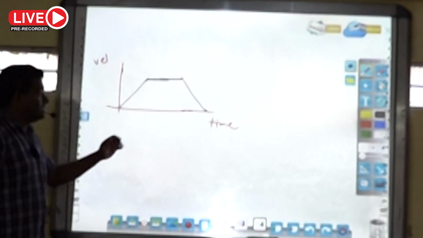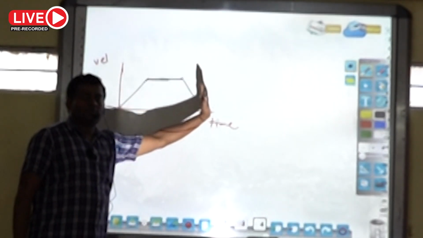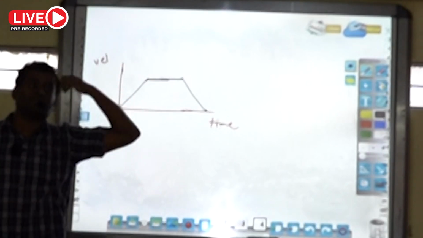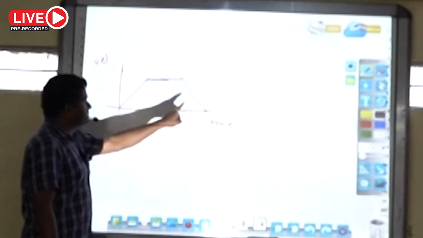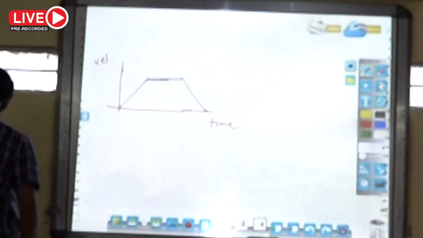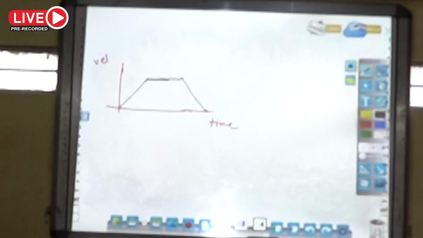And see the graph, this one and this one will produce an isosceles trapezium because the acceleration and retardation values are the same. So both are equal and they have the same angle on this side and this side. They will produce an isosceles trapezium. Clear?